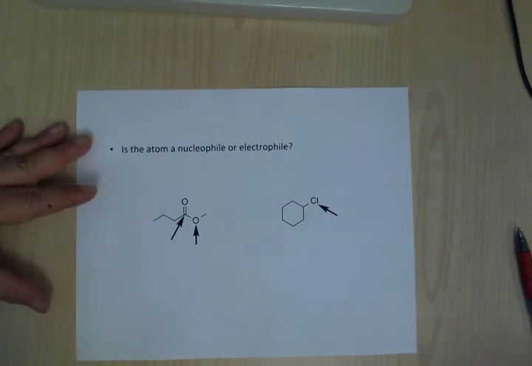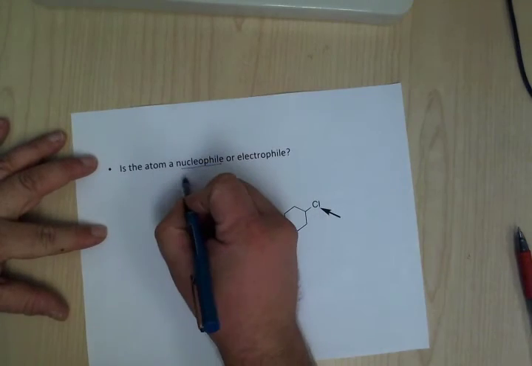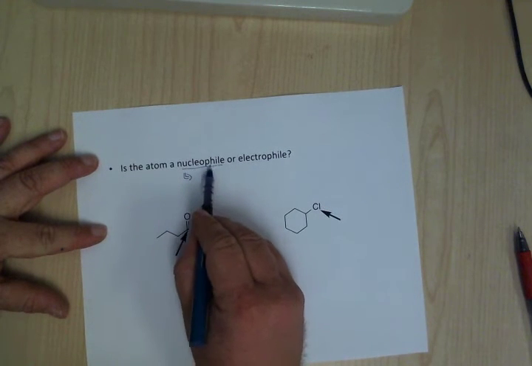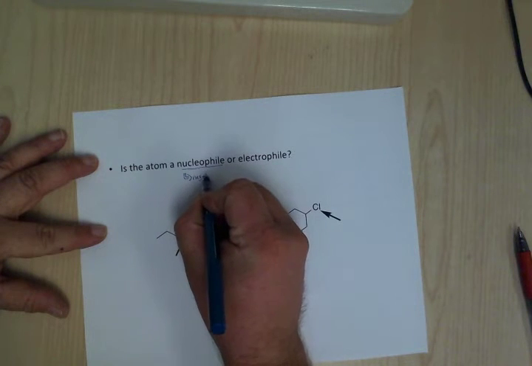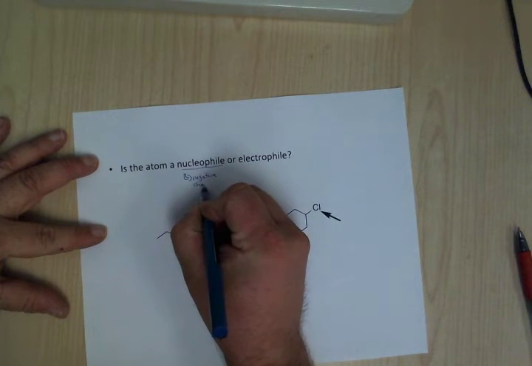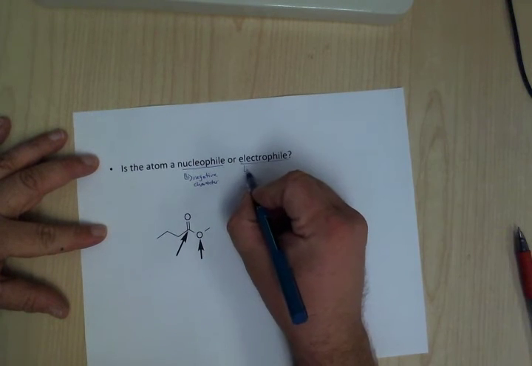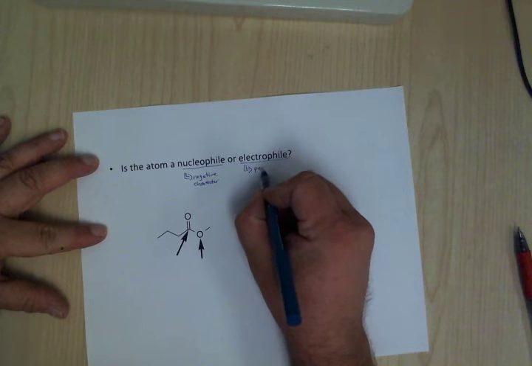Okay, now for this one, nucleophile, what do we need for that? A nucleophile is what? It loves positive charge, so that makes it negative character. Electrophile, what loves negative charges? These positive things, positive character.